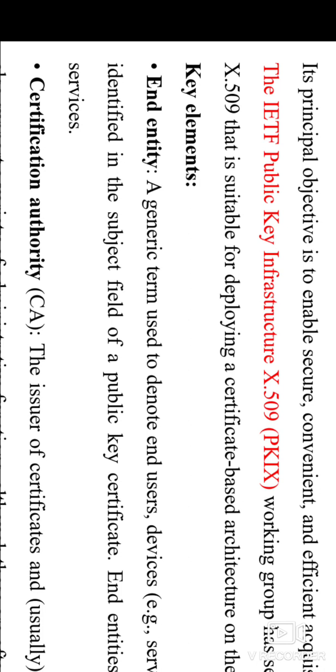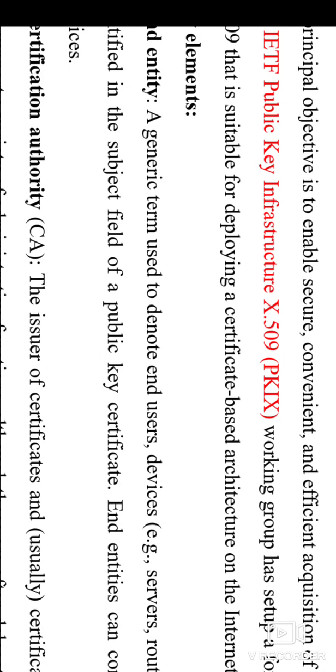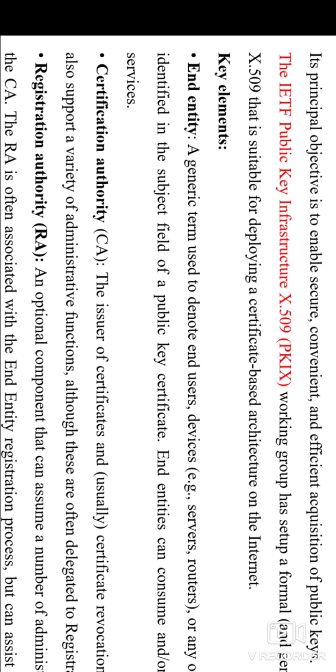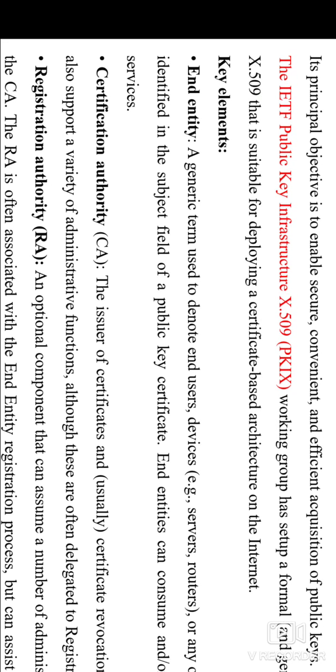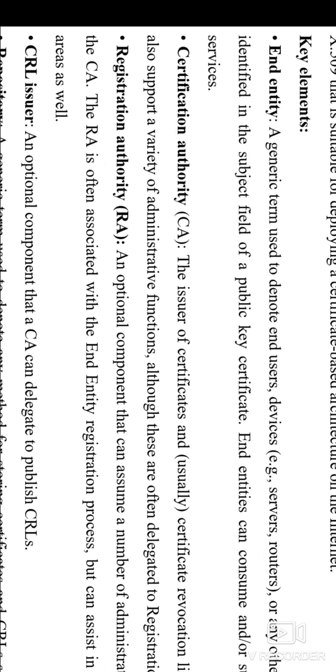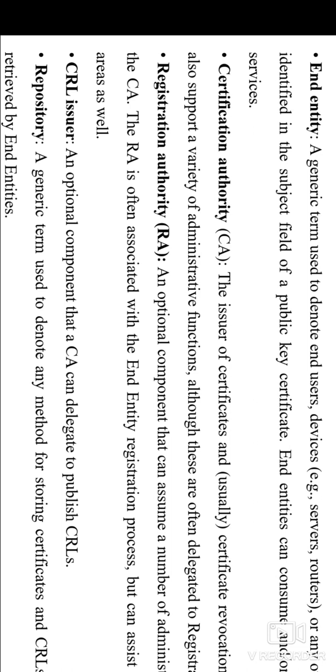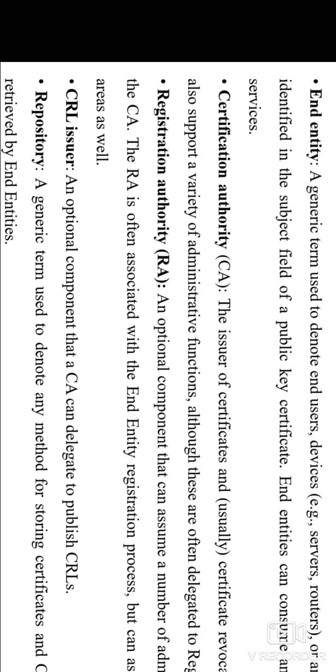So it is public key infrastructure X.509. So it is known as PKIX. It is the working group and it has formulated a model and it is fully based on certificates. So as I told, the main key elements are end entity, certification authority, registration authority, CRL issuer and the repository.